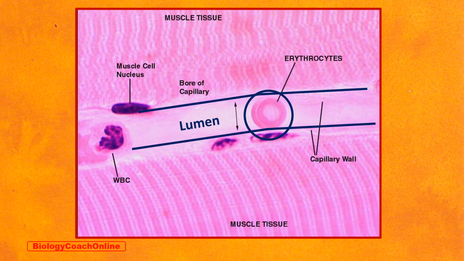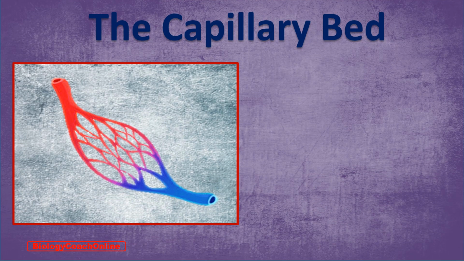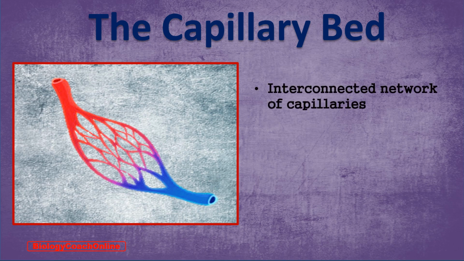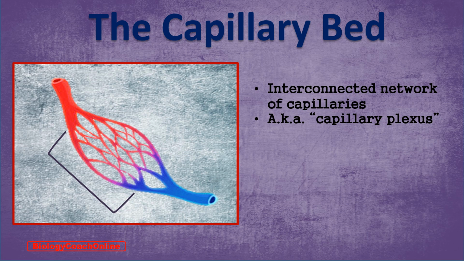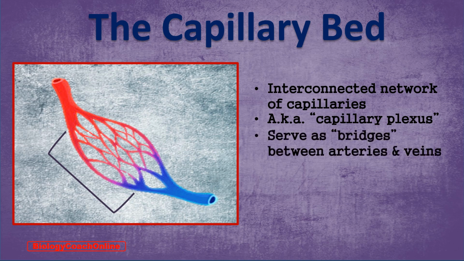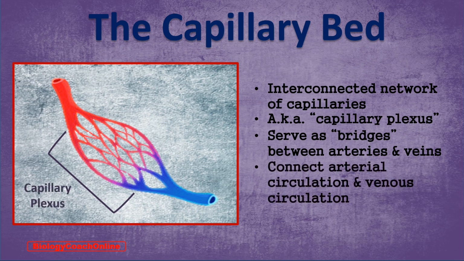Now capillaries do not function singly, as do arteries and veins, but rather as parts of interconnected networks of capillaries called capillary beds, or capillary plexi. Plexus is singular. Now, a capillary bed has several direct connections between arteries and veins. Remember that capillaries serve as bridges between your arterial circulation, always shown in red, and your venous circulation, always shown in blue. So let's take a closer look at the process.